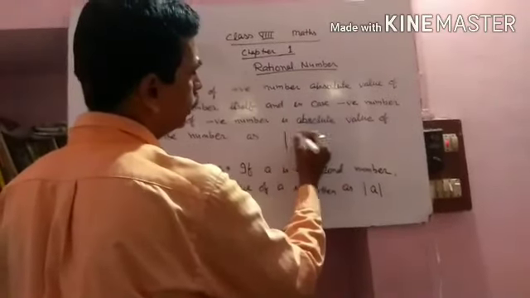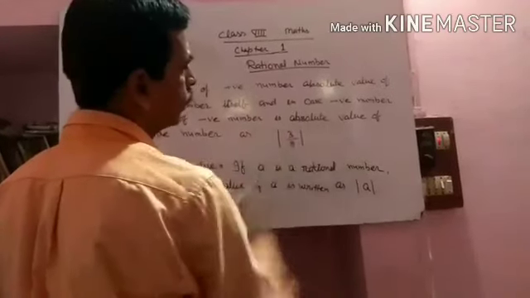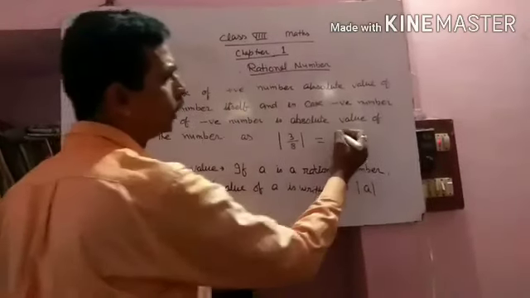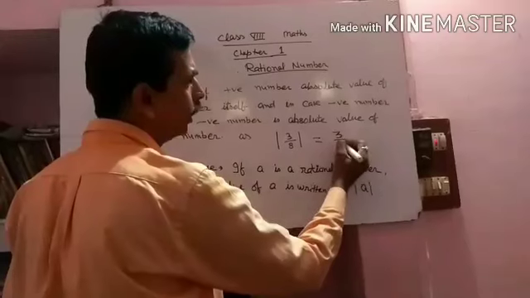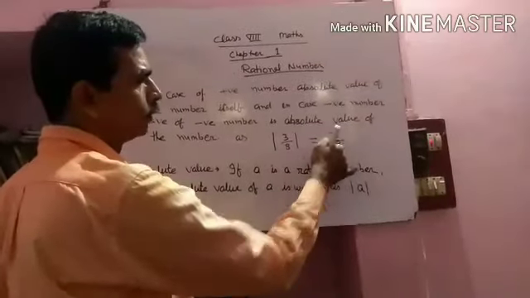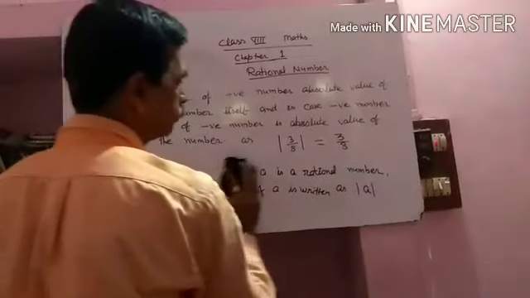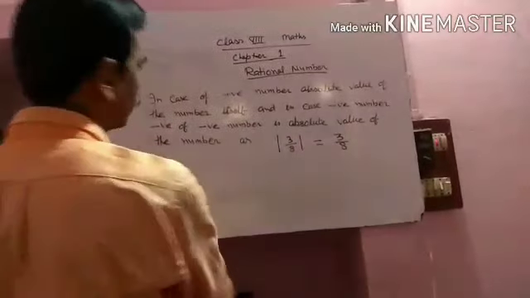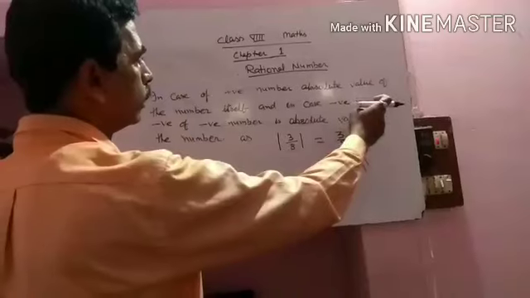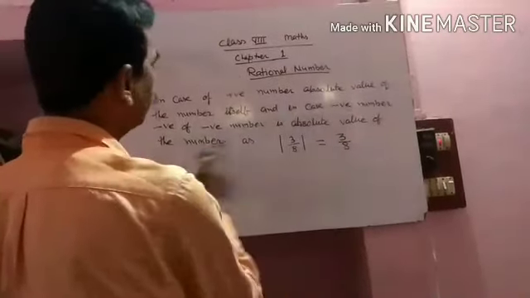As suppose a number is written 3 by 8, its absolute value, after removing this mod, remains 3 by 8. So this number is positive, the number remains positive. Okay, but in case of a negative number, the negative of the negative number is the absolute value of the number.